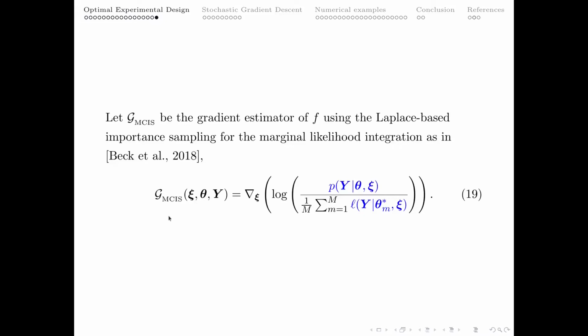And last we get this other estimator, which we call the gradient estimator using Monte Carlo with importance sampling, where we use the same Laplace-based importance sampling to estimate the marginal likelihood as in the double loop Monte Carlo with importance sampling.